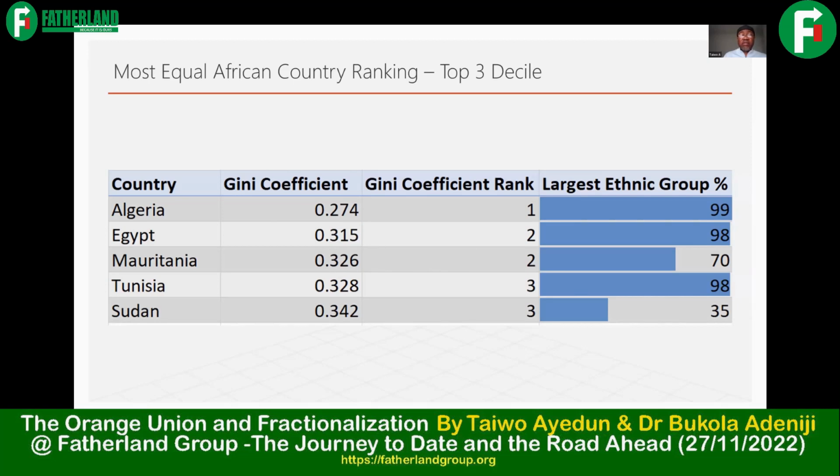In the case of Sudan, even though its largest ethnic group is only 35%, it's sort of an exception to the rule. It does have a very low Gini coefficient, but that doesn't mean that the people there are rich. It simply means that they have similar equality in terms of their wealth. So it could be that everybody is poor as well.